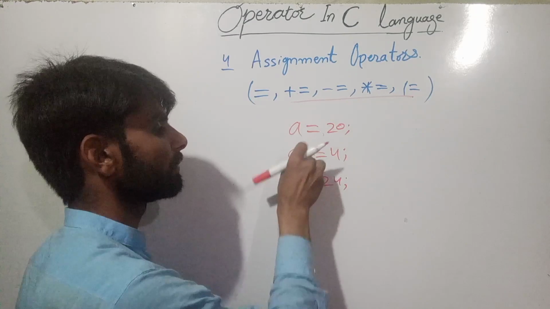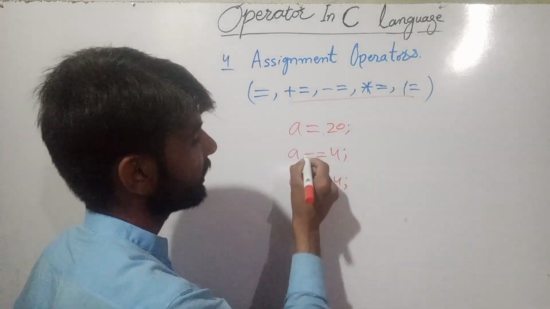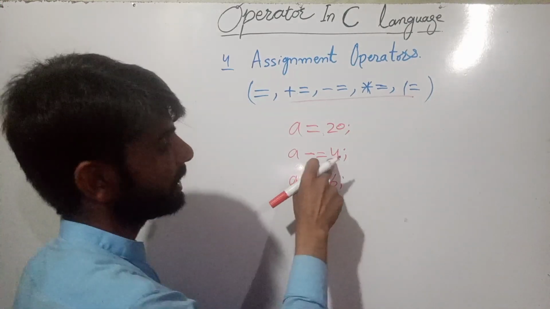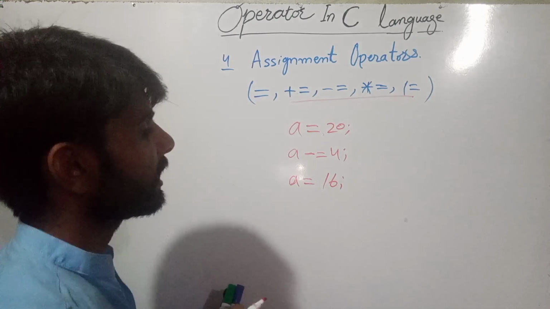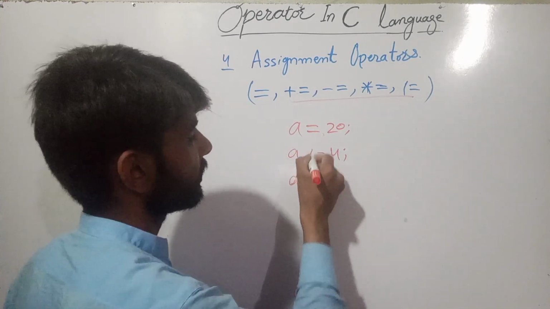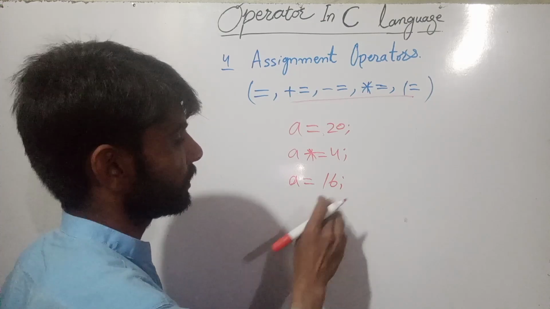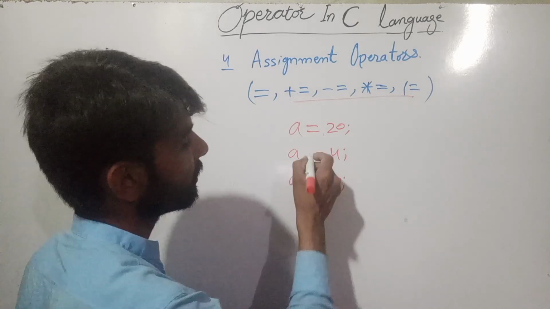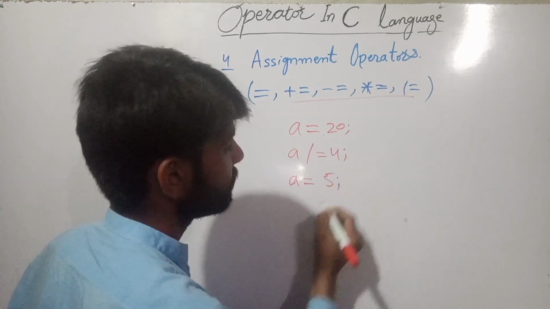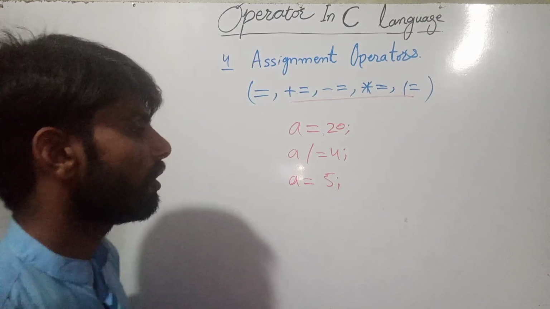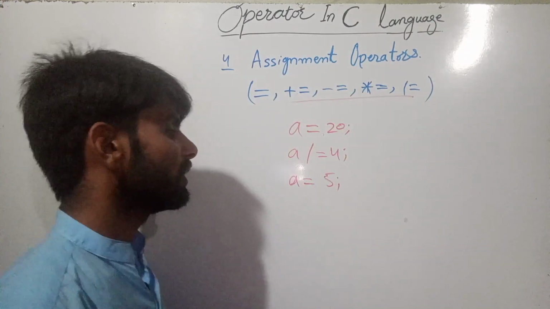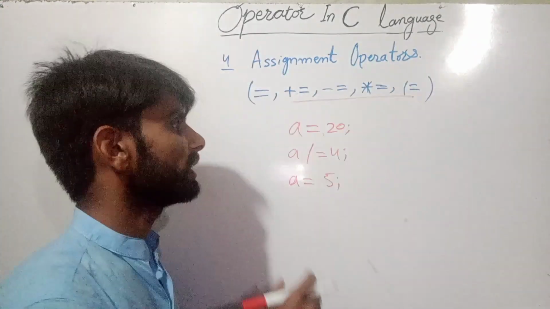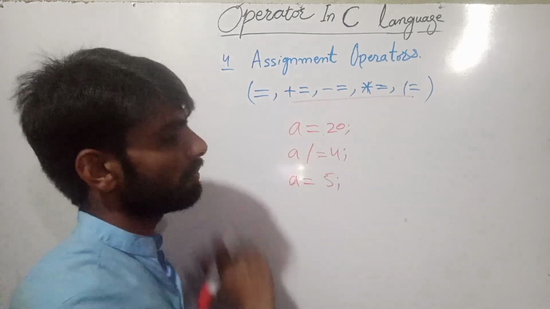If I write minus equal 4 here, the value 16 will be assigned to this variable because this is a decrement of 4, right? If I write asterisk equal here, now the value 80 will be assigned to this variable, right? If I write division equal here, the result will be assigned to this variable, right? I hope you got it, all those assignment operators. So these are all operators used to assign a value to a variable, and that's why they are called assignment operators.